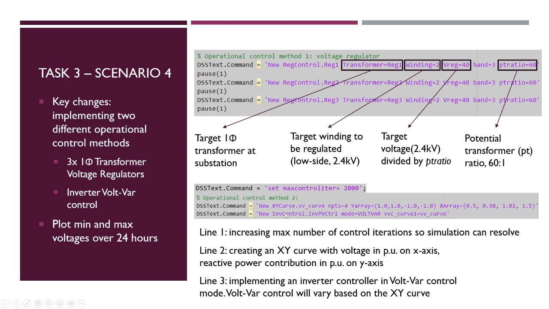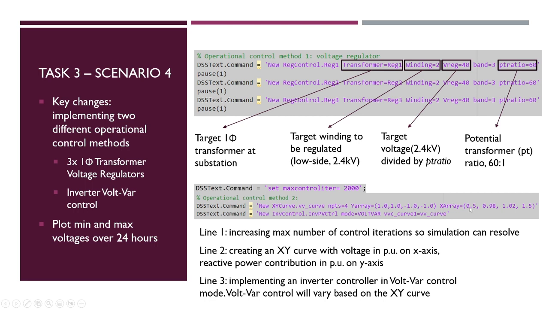For one, the inverter control command varies off of an XY curve. And I named this VV curve. I believe I got this from one of the help manuals for OpenDSS. You specify the number of points, and then the Y array is the value of the reactive power injection or taking out of the system in per unit. So, for example, 1 per unit is the full capability of the PV systems, which would be, I believe, 4 kVAR? Yes. And then the X array tells what voltage in per unit to apply that specific reactive power to.